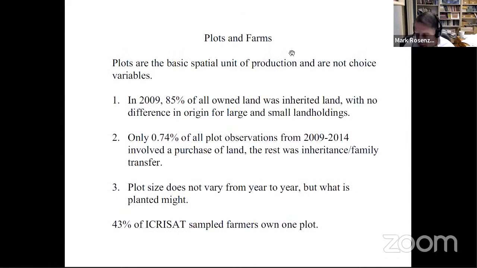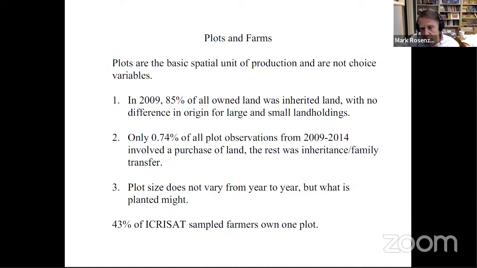Okay, so let me say a little more. This partly answers the question that was asked about what we're measuring, and distinguishing between plots and farms, as I already hinted. Plots are the basic spatial unit of production for these farms. Plots are not choice variables here. Farmers are not choosing plots. They're not choosing plot sizes. In 2009, there's information in the data set about the source of the plots that the farmer owns, and the data tells us that 85% of all owned land was inherited land. And that's true for the small plots and the large plots.